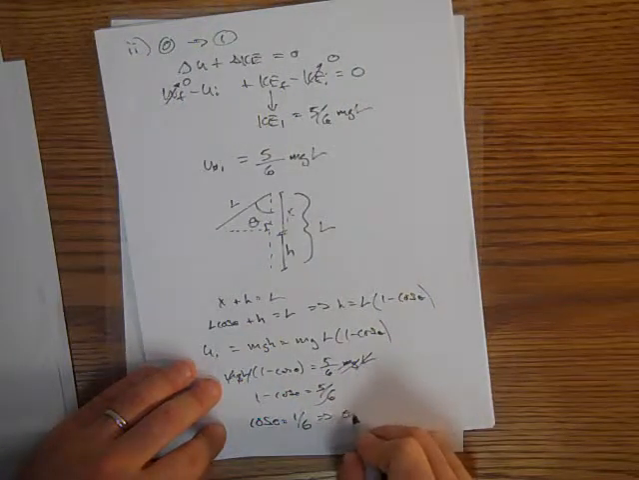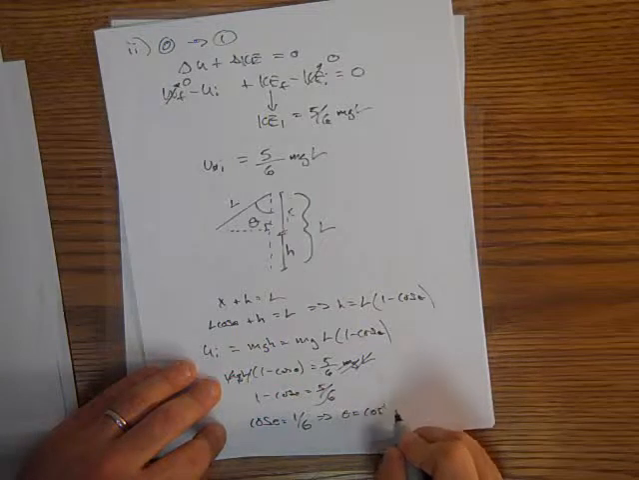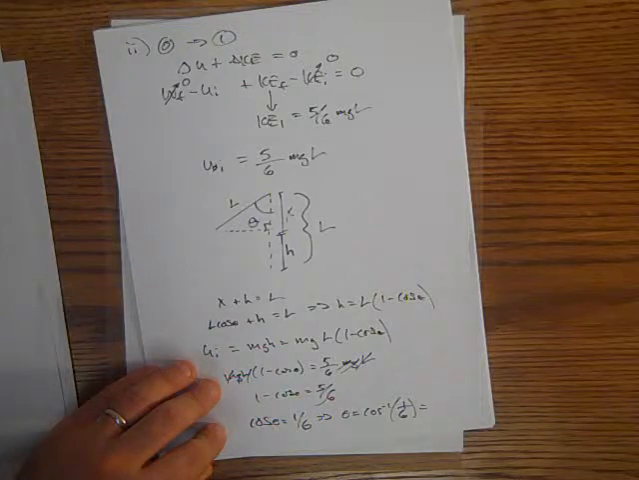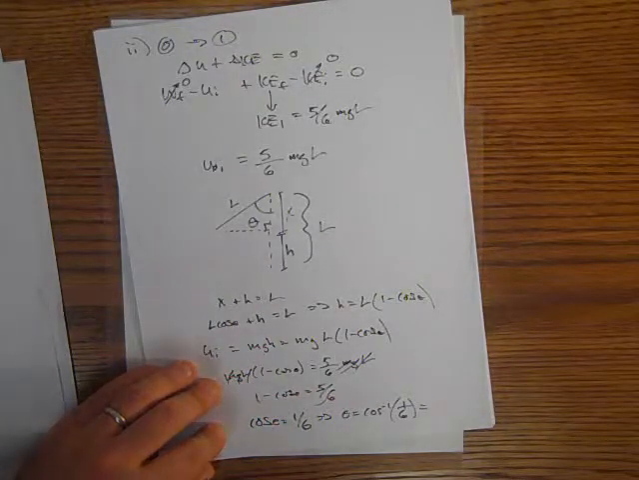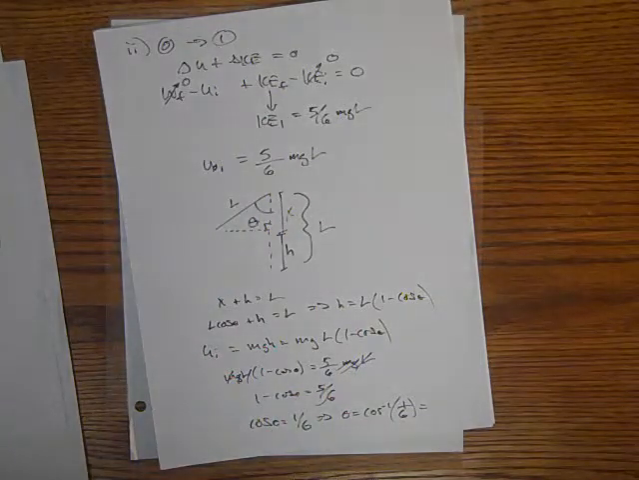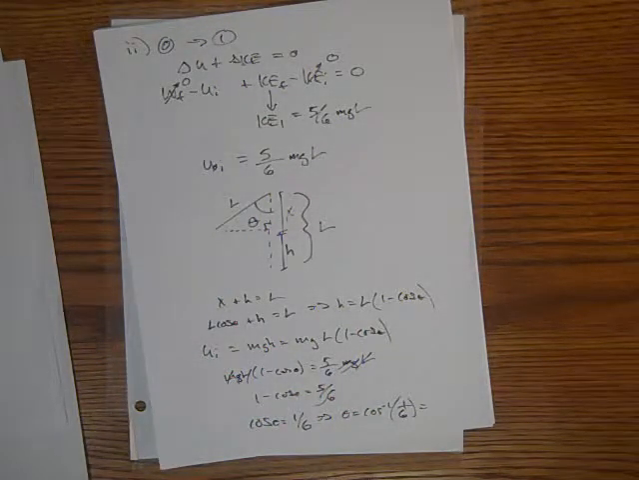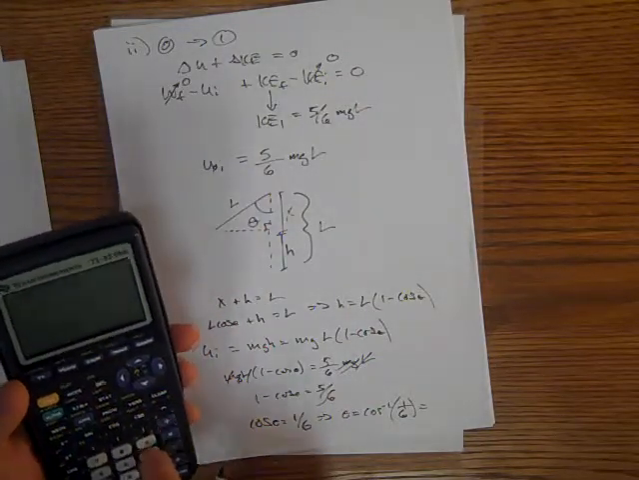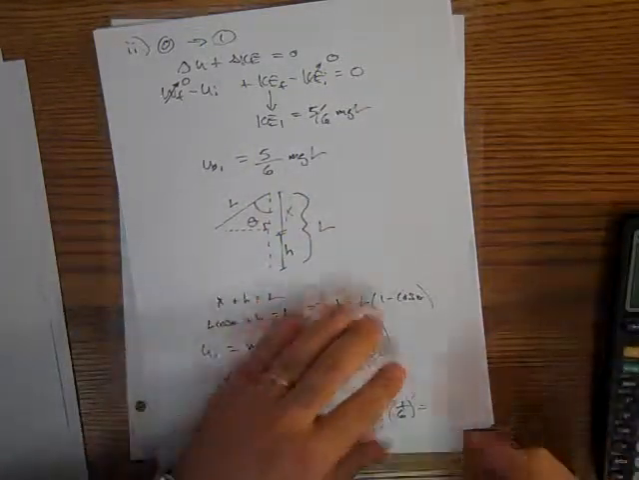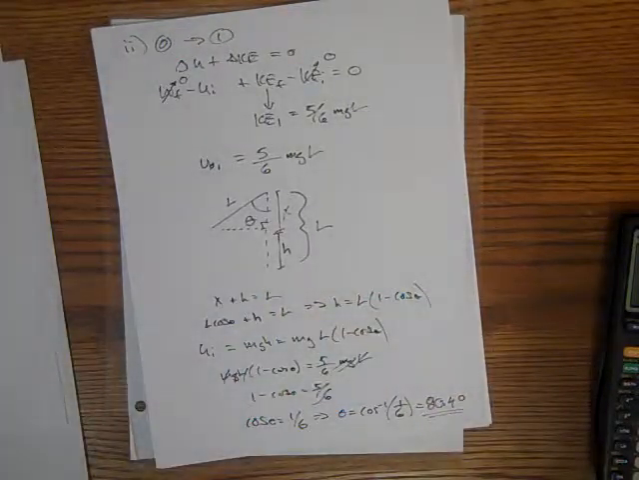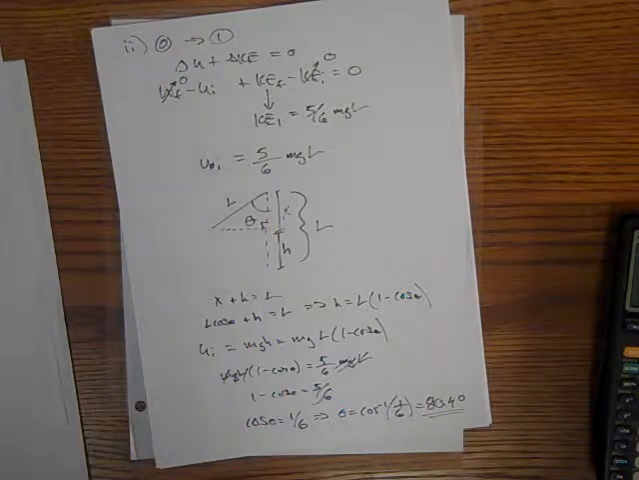Bring the 5/6 over here, bring the cosine over here, and I get cosine of theta is equal to 1/6. Or theta is the arc cosine of 1/6, which turns out to be about 80.4 degrees. The inverse cosine of 1/6 gives me about 80.4 degrees. Okay, so you have to pull it back quite a ways, but this problem is nothing more than just a bunch of energy conservation.